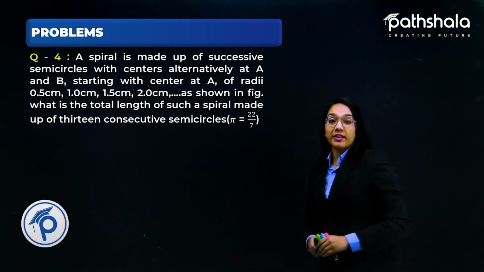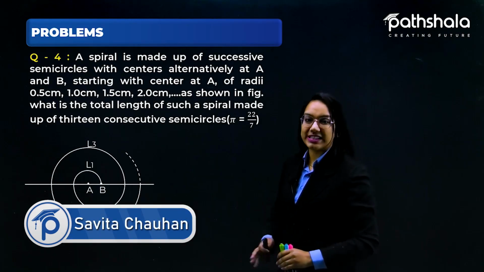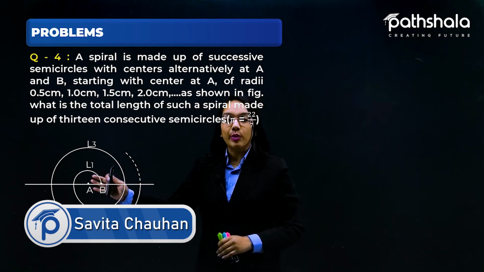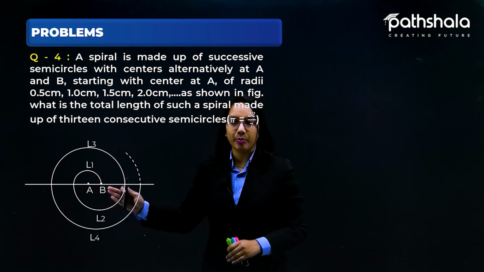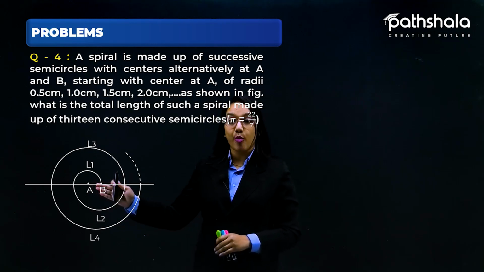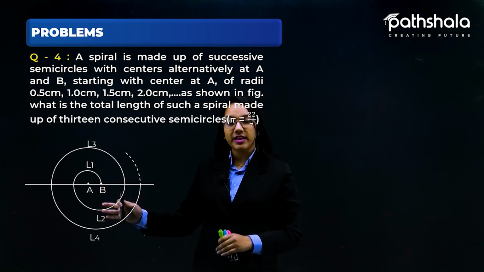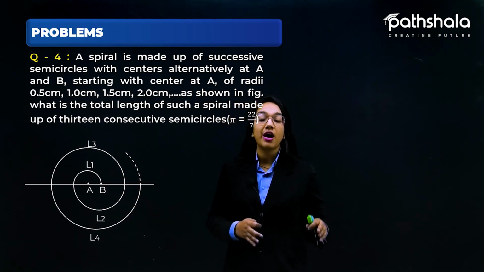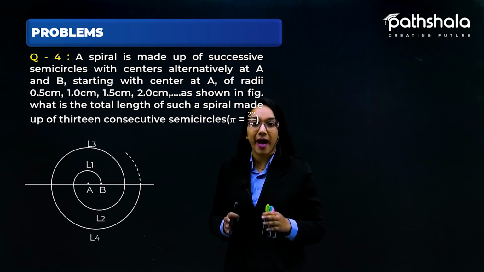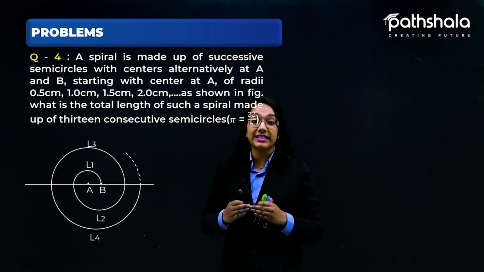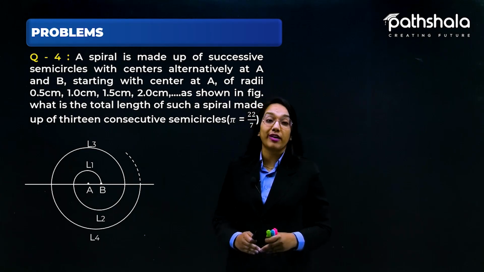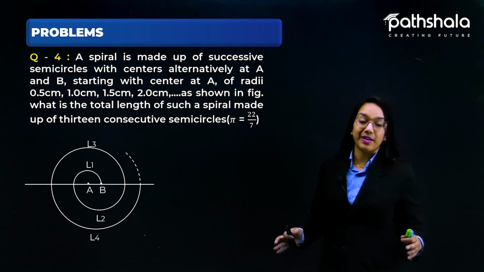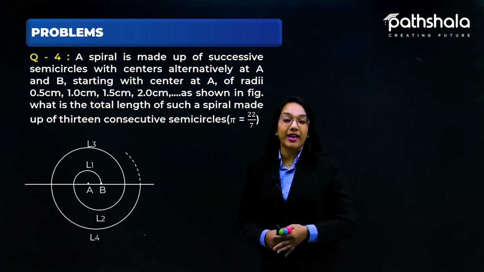Now let's talk about the next question, number 4, which says that a spiral is made up of successive semicircles, as you can see over here, with the centers alternately at A and B, starting with the center A, of the radii 0.5 centimeter, then 1.0 centimeter, 1.5 centimeter, 2.0 centimeter, and so on. What is the total length of such a spiral which is made up of 13 consecutive semicircles? We just have to find the sum of the 13 consecutive semicircles, and we have to use the value of pi as 22/7.